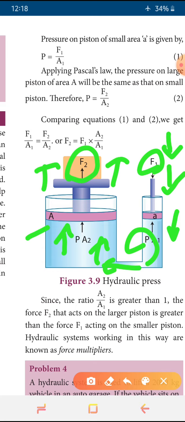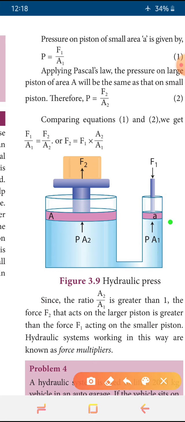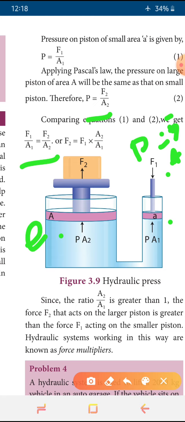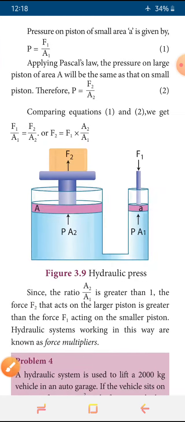We are comparing the two equations. So pressure applied at one portion here is F1 by A1. Pressure is force per area. We studied already. F1 by A1, and here the pressure in the second portion is F2 by A2. Pressure is the same, so we can equate these two. Equating these two equations, we can write F2 is equal to F1 into A2 divided by A1. Since the ratio A2 by A1 is greater than 1, F2 acts on the larger piston. Hydraulic systems that work in this way are known as force multipliers. This is the application of Pascal's law.